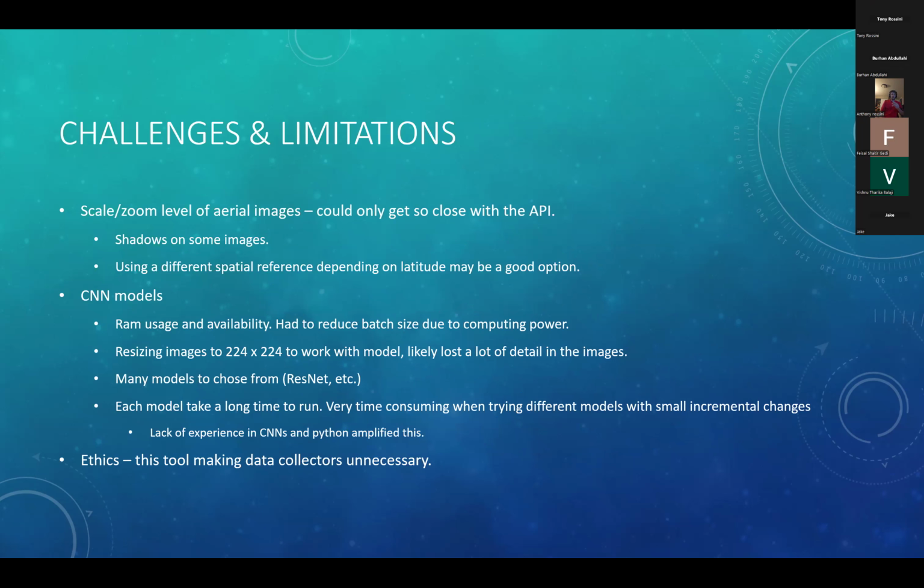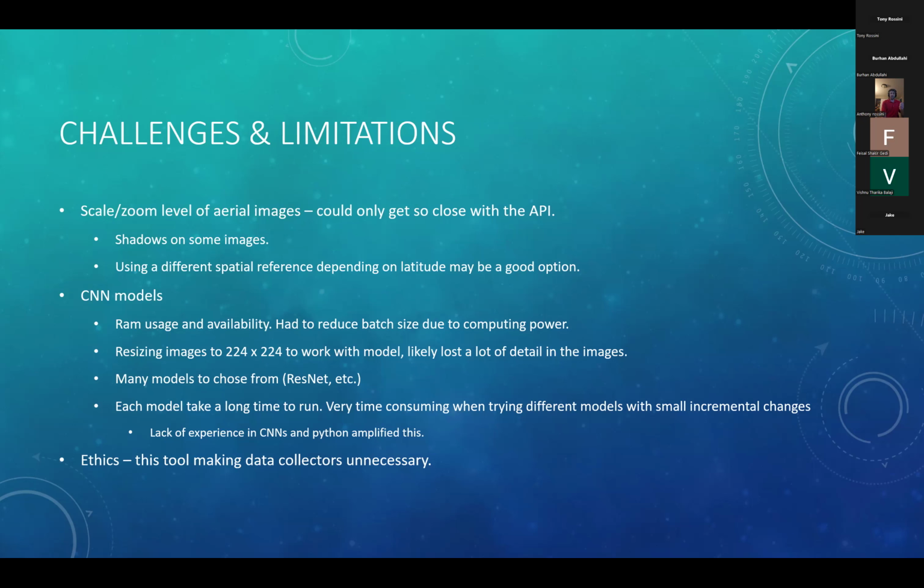Memory was a huge issue here. My computer crashed multiple times trying to create these CNN models just because of the RAM usage that is needed. So I had to reduce the batch size to help with that. I talked about resizing the images and how we probably lost a lot of detail in that.